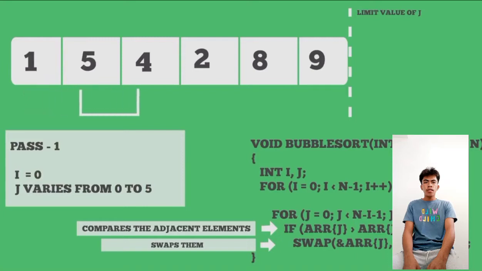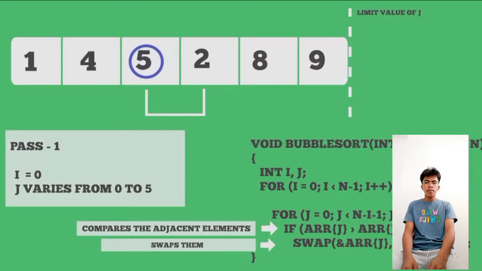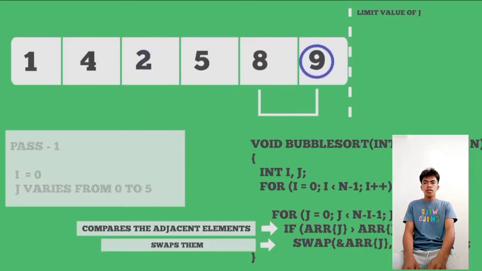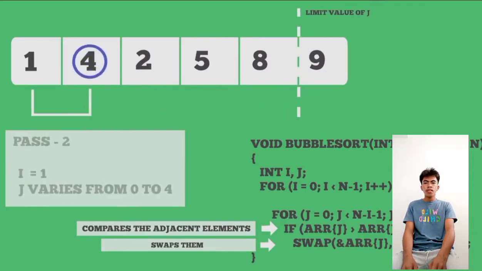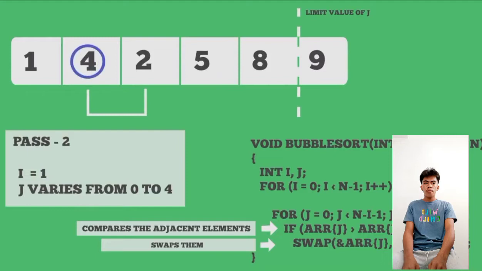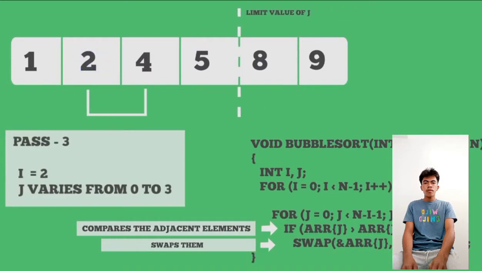that repeatedly step through the list, compare adjacent elements and swap them if they are in the wrong order. The pass through the list is repeated until the list is sorted. The algorithm, which is a comparison sort, is named for the way smaller or larger elements bubble to the top of the list.